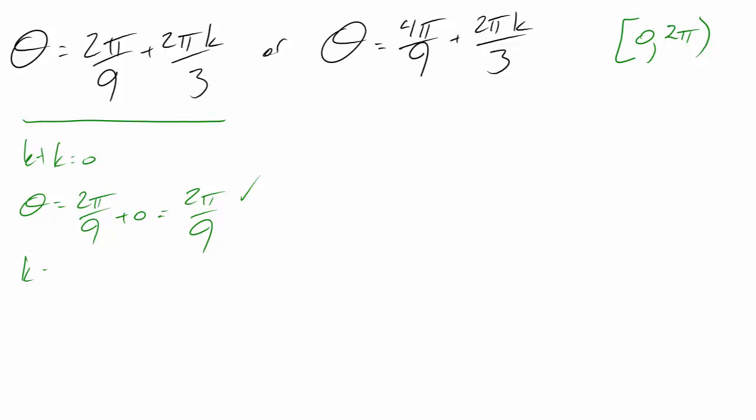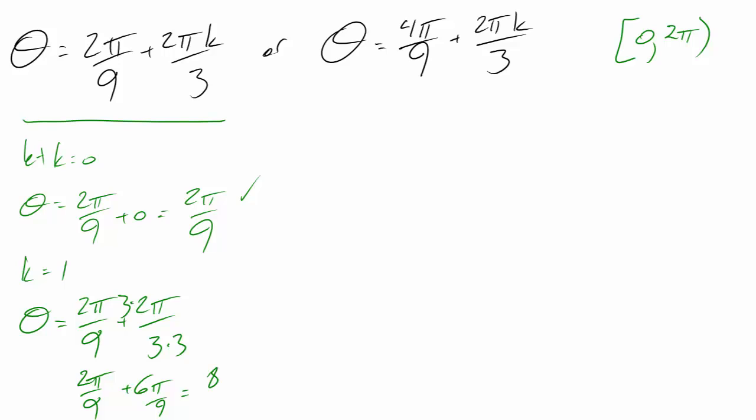So we're good there. Now we'll go with k equals 1. So we have theta equals 2 pi over 9 plus 2 pi over 3. Remember, the k is being substituted for the 1, so we don't have to write anything down there. Alright, so now to change that to a common denominator, we'll multiply both those by 3. So this gives us 2 pi over 9 plus 6 pi over 9 to equal 8 pi over 9, and we're still good to go.